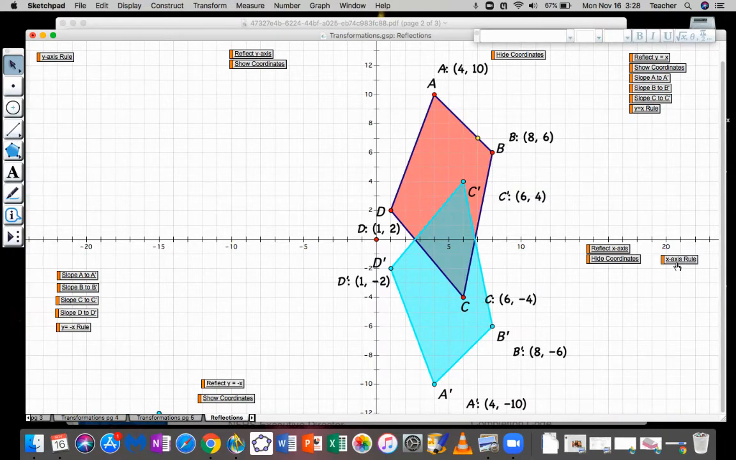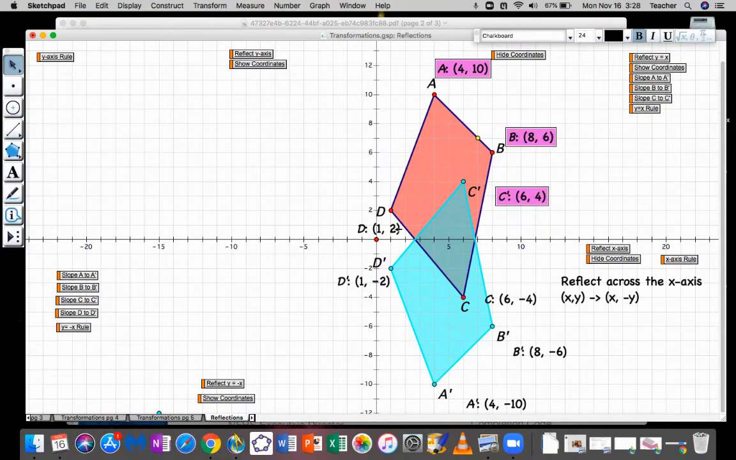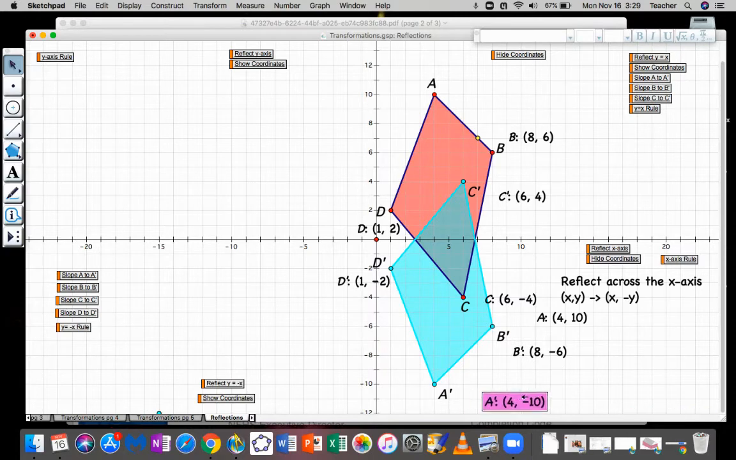So here's kind of your shortcut. Here's your rule. If you reflect across the x-axis, (x, y), which means (4, 10), (8, 6), (6, -4), all those coordinates of the original, turns into (x, -y), which is basically this. X stays the same, flip the y. So for example, let's say x is 4 and y is 10. When I reflect across the x-axis, x is still 4. Y I'm going to flip. So y was 10, so now y is -10. That's what the rule is saying.